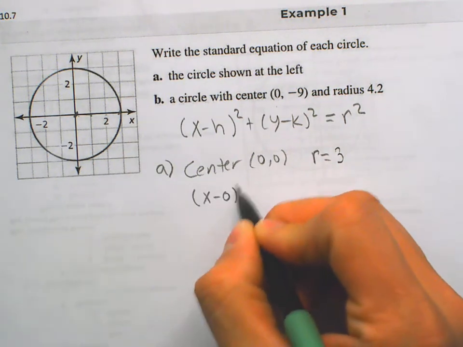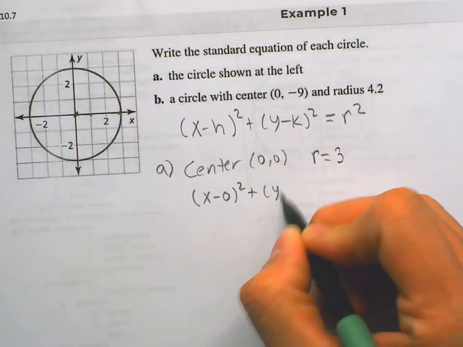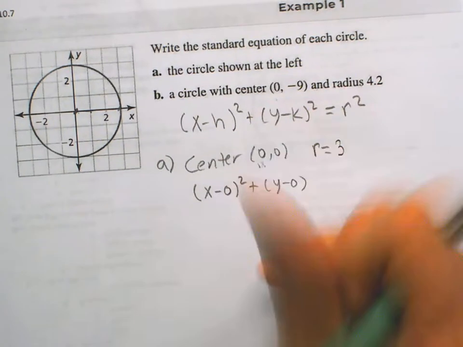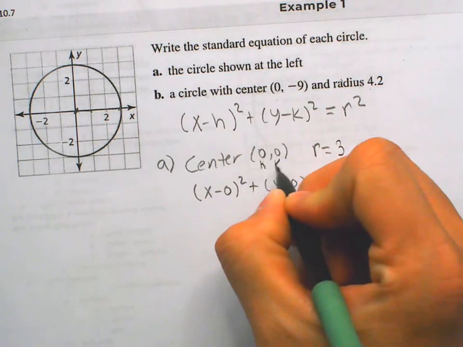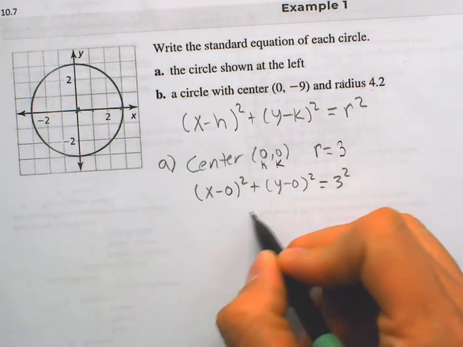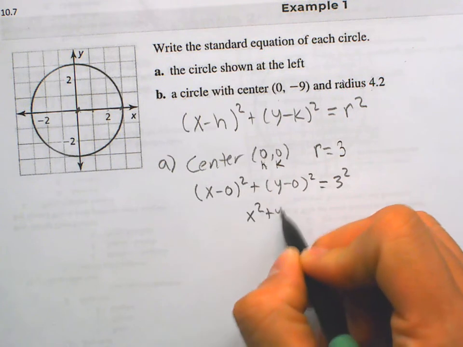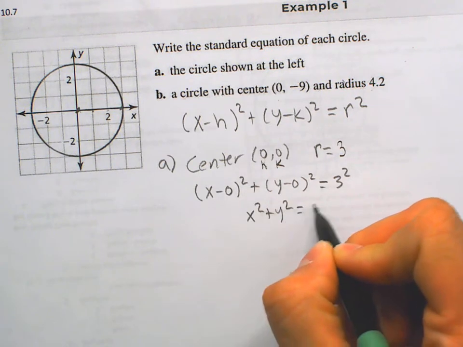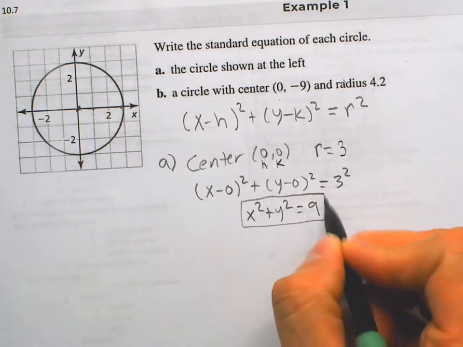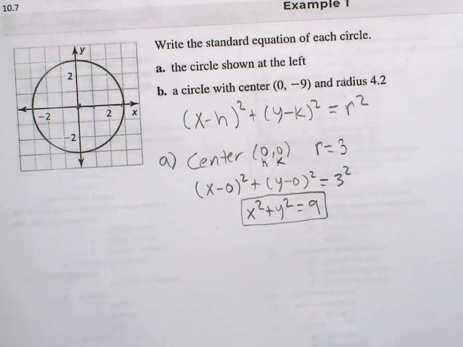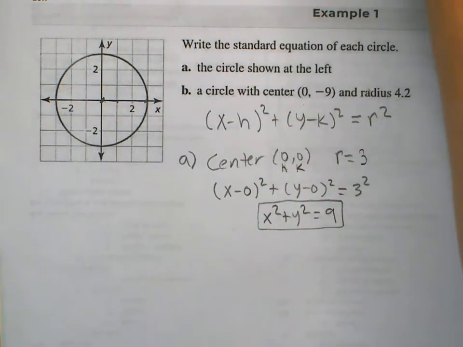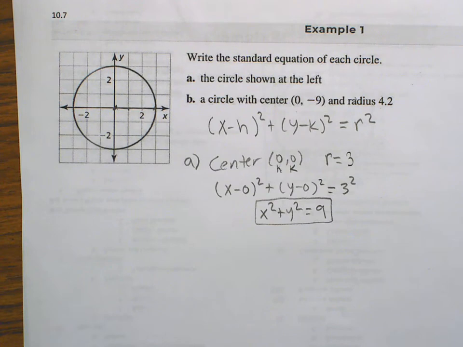(x minus 0), (y minus 0), because this is our h, k. Quantity squared equals 3 squared. Once we simplify it, we have x squared plus y squared equals 9. And that is the equation of the circle. If we can simplify it, simplify it. If not, then leave it as is. So that's 1A.